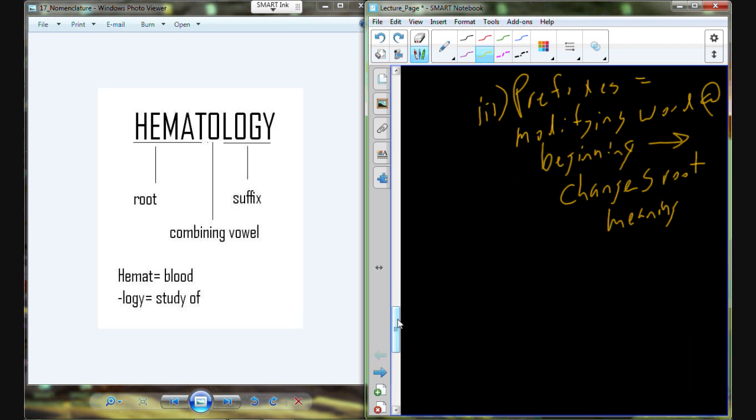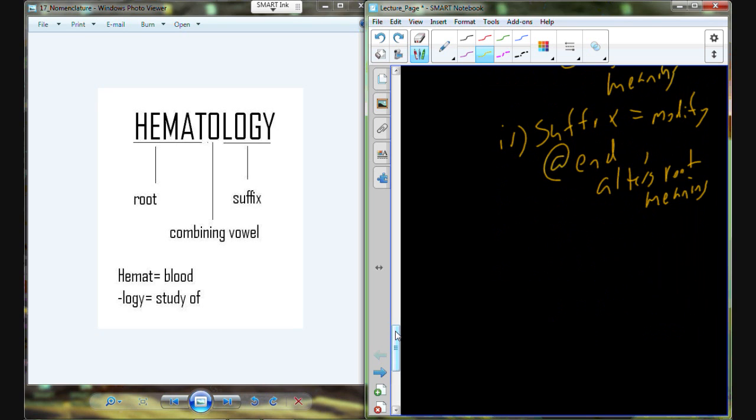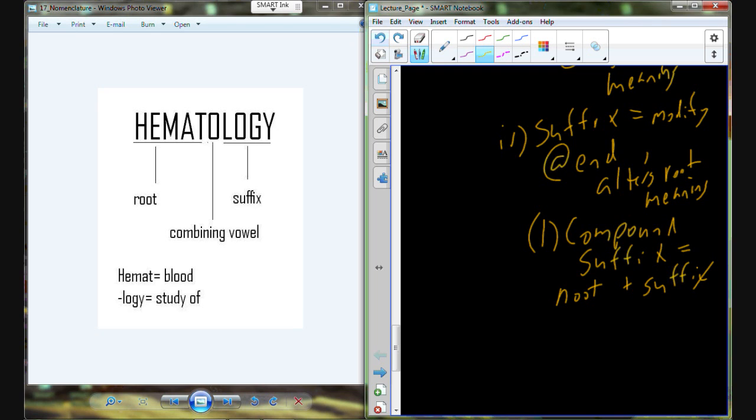Now, that shouldn't really surprise us too much, right? If we have prefixes at the beginning of words, we're probably going to have suffixes at the end. And what we're going to find, again, is this is going to be a modifying word. It's going to be at the end, and it changes or alters the root's meaning. In the case of the suffix, whenever we have a root and a suffix that come along together, we will call those compound suffixes. So that'll be our root plus our suffix that often occur together.